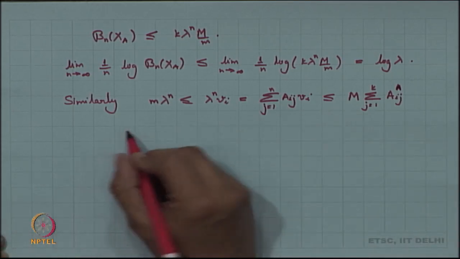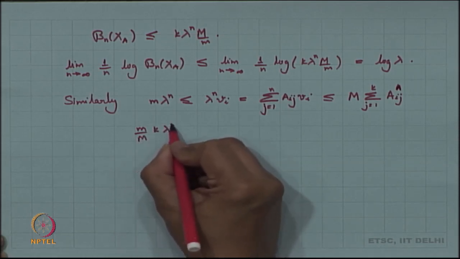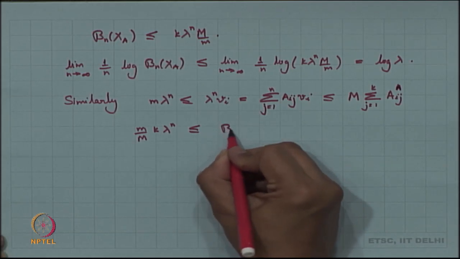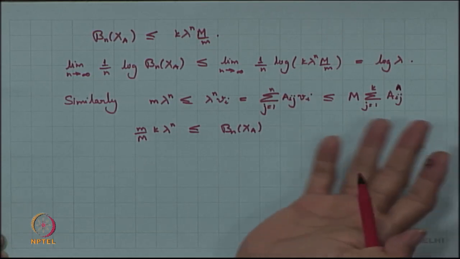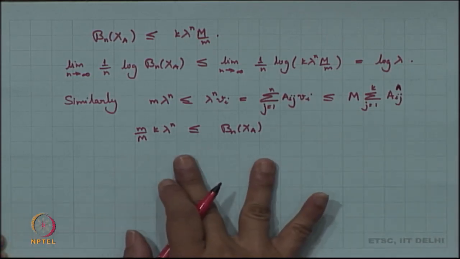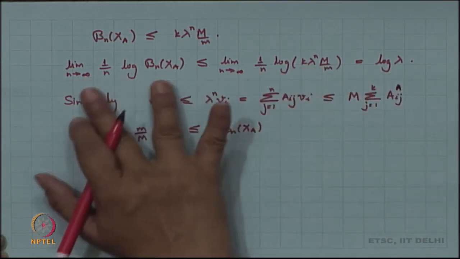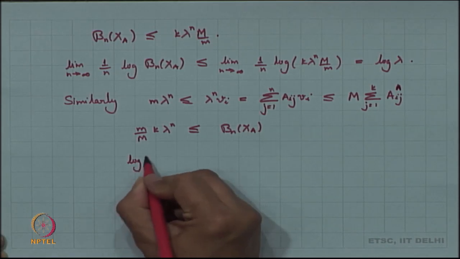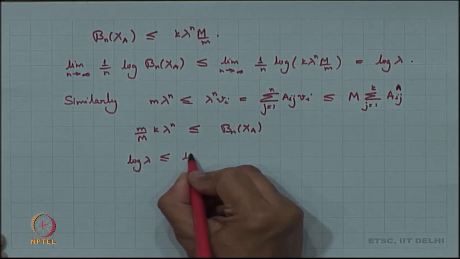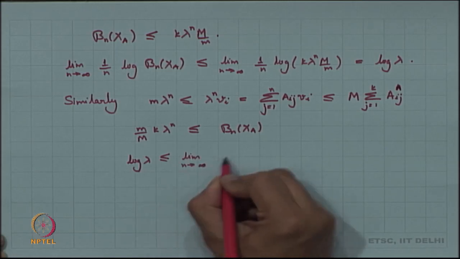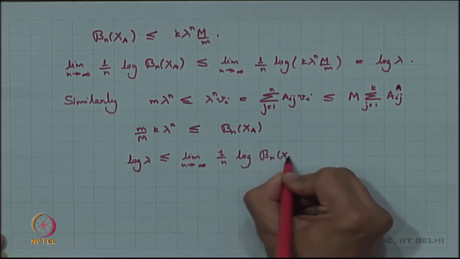We can look into this inequality, and from it what we get is that m by m, k times lambda to the power n is less than or equal to b_n(X_A), just repeating the process of the previous case. So what we get is this fact here, and again we can apply the same argument and say that log of lambda is less than or equal to the limit n tends to infinity of 1 by n log of b_n(X_A).